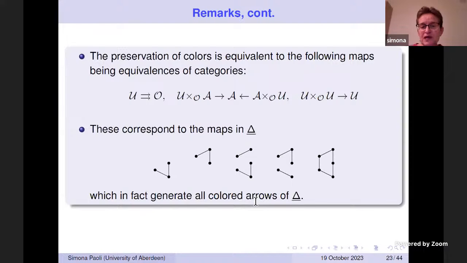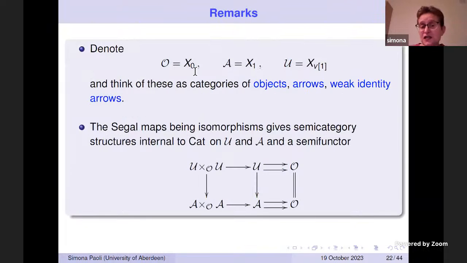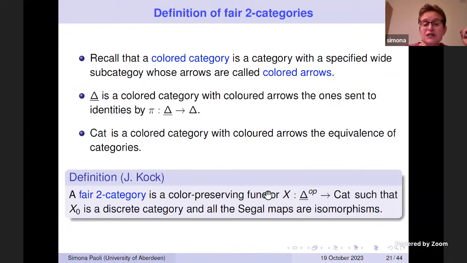I also want to make a few further comments about this definition of fair two categories. So we think of x0 as objects, x1 as arrows, and x of v(1) as weak units. But as I said, at this stage, this is only a kind of convention. The Segal maps being isomorphisms tells you that we have semi-category structure on U and A with object O, compatible in the sense that this is a semi-functor. But what about this color preservation? This is what I want to discuss.